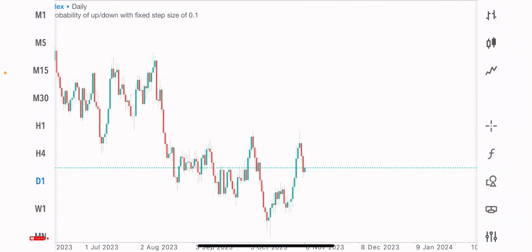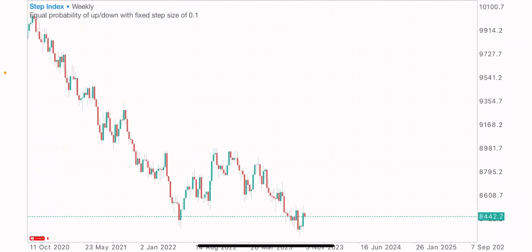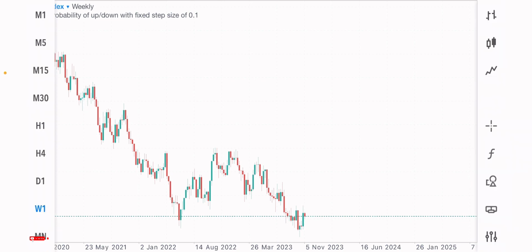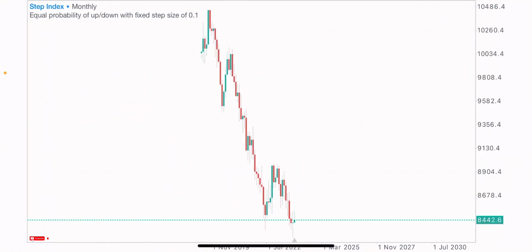So starting from the weekly time frame, because I always start from the higher time frame whenever I want to analyze the markets. It can be the monthly time frame, it can be the weekly time frame, right? And it can be the daily time frame. But let's start from the monthly time frame in this analysis.